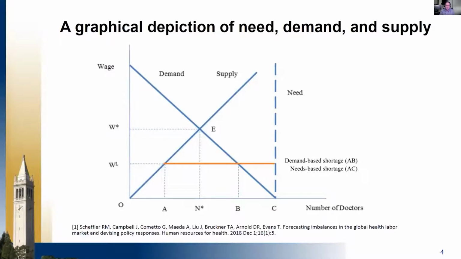And that's typically what you would see in lower income countries, that the needs-based shortage is bigger than the demand-based shortage. In higher income countries, you see the opposite. So in this example, you see AC is greater than AB, but that need line could move inside and likely does move to the left in a higher income country.